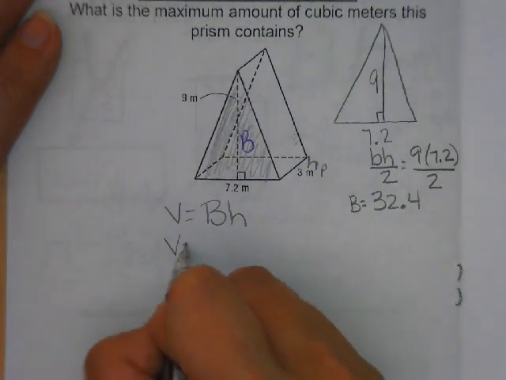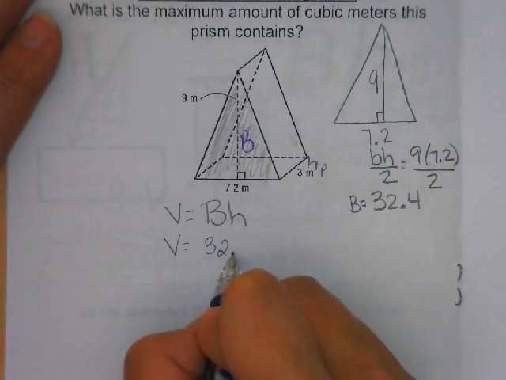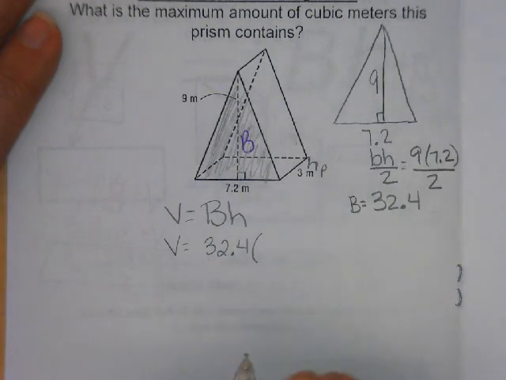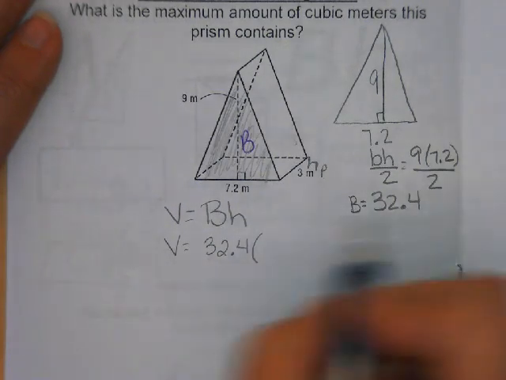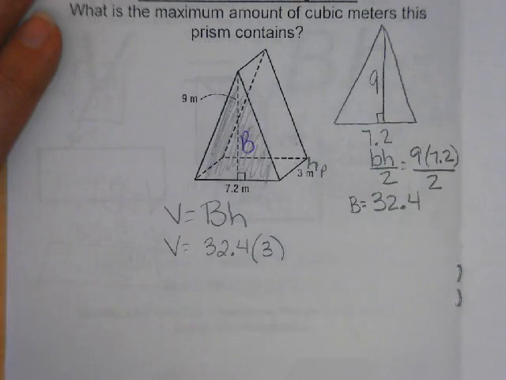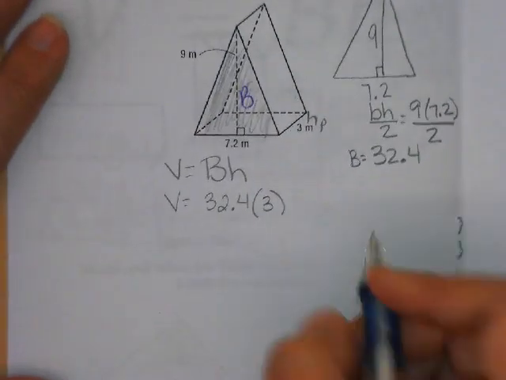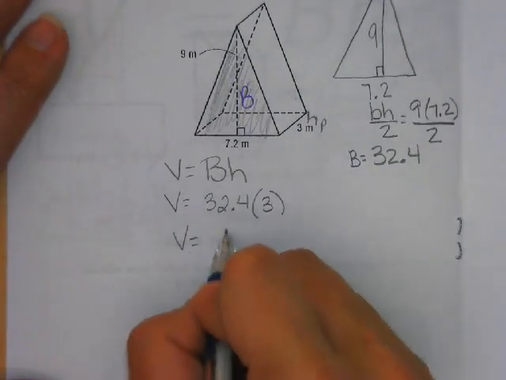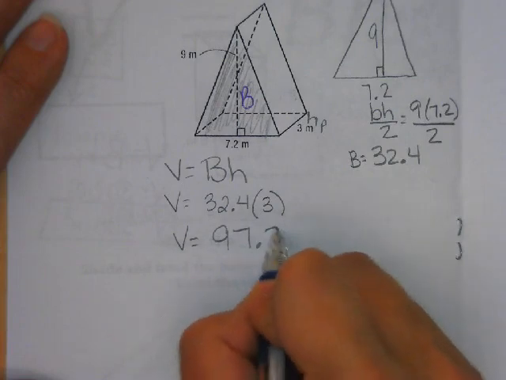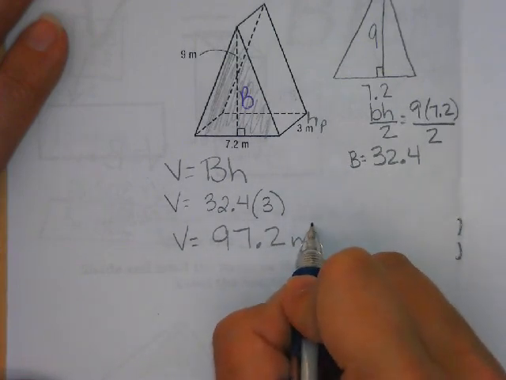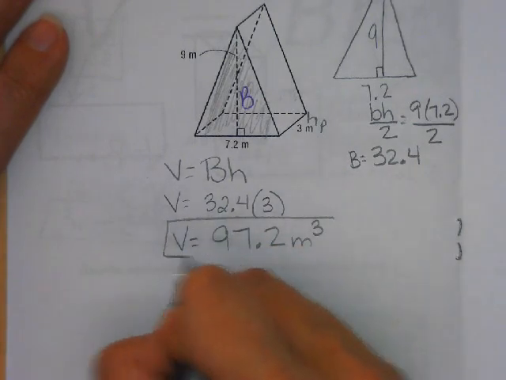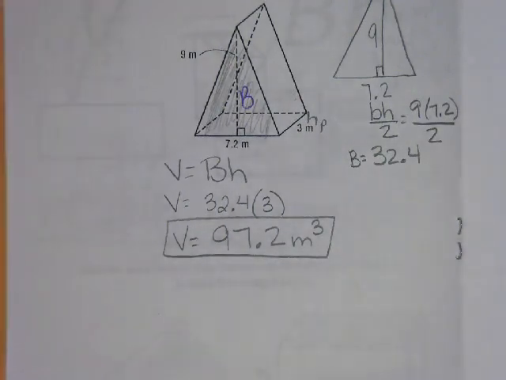So I can plug in 32.4 times, what was the height of my prism? And what do we get? Keep going, 97.2 cubed. All right, anyone have any questions? Yes.